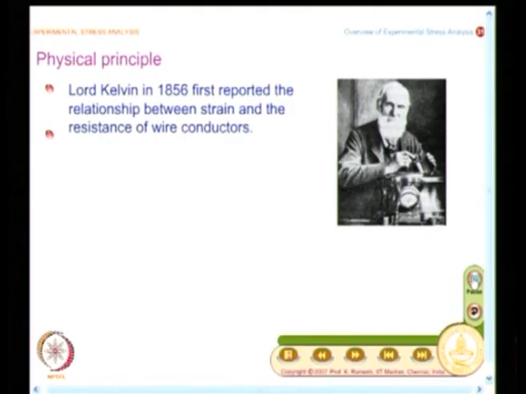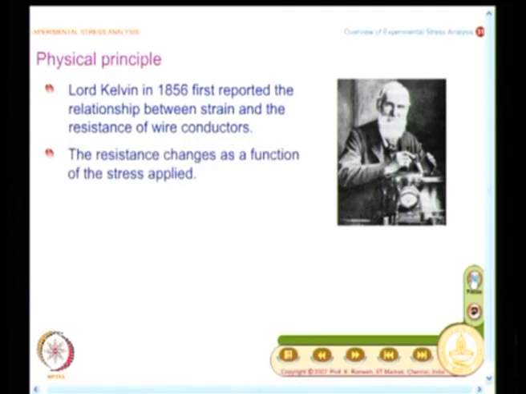And it was reported way back in 1856. It was reported by Lord Kelvin, and he found out a relationship between strain and the resistance of wire conductors. So what he found was that the resistance changes as a function of the stress applied. It was a very exciting piece of information.